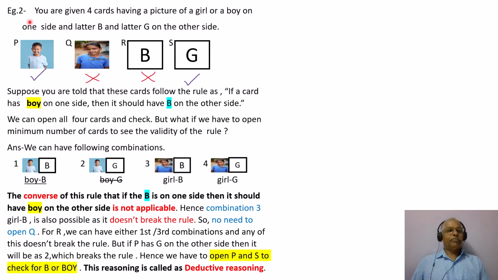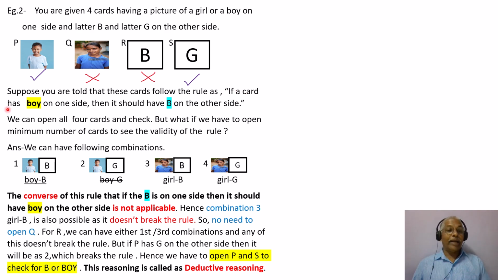Second example: you are given 4 cards having a picture of a girl or a boy on one side, and letter B for boy and letter G for girl on the other side. Suppose you are told that these cards follow a rule. I am reading the rule. Try to understand this carefully.